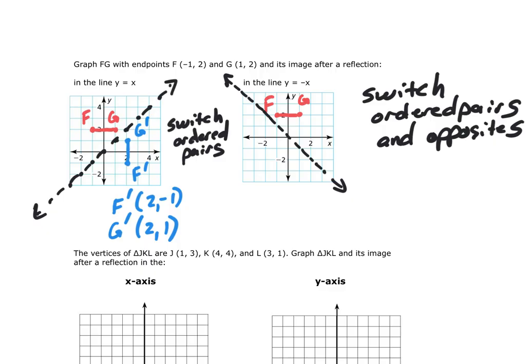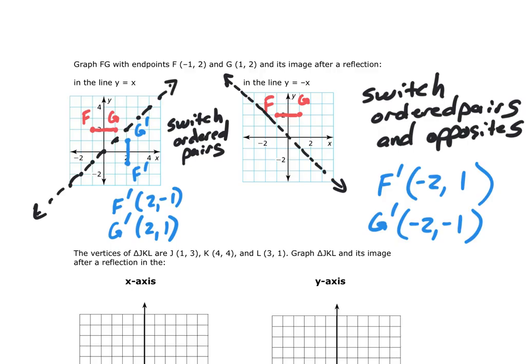So if I take -1, 2, and flip it around, and then I'm going to switch signs. So basically it's this ordered pair here, except we do the opposite sign for both. So this would become -2, +1, and this one becomes -2, -1.